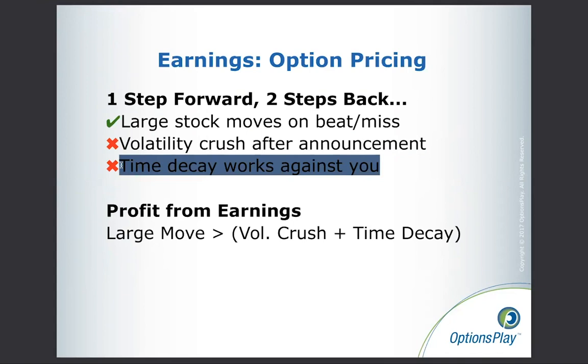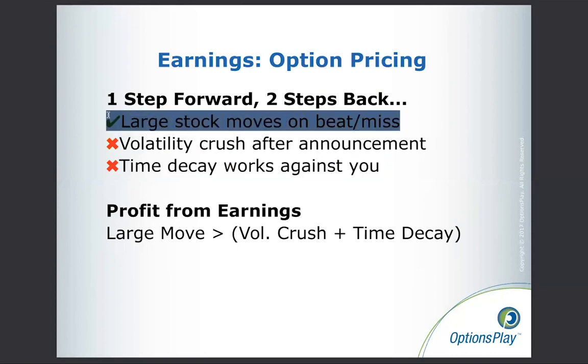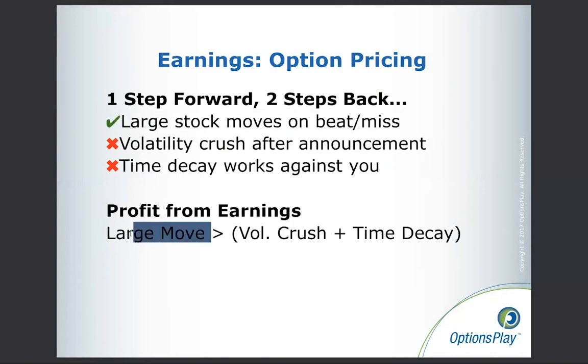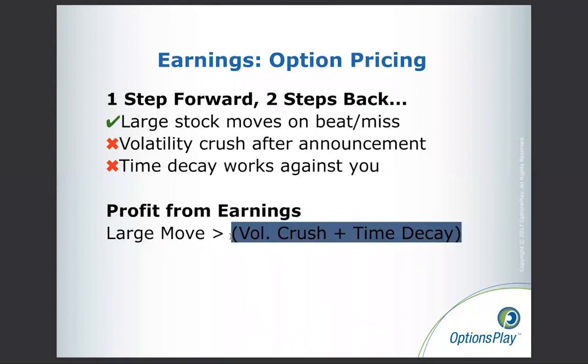And that's why when we're trading options with respect to earnings, we want to be in those trades in a relatively short amount of time, because the longer you are in it, the longer time decay works against you. So when you have volatility and time working against you, you must make a much larger move on the move of the underlying stock in order to profit. So in order to profit from earnings, you must have a large move in the underlying stock, and that move must be large enough to overcome the volatility crush and that time decay that's working against you.